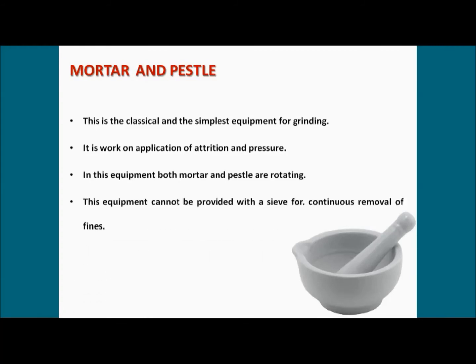So the mortar and pestle cannot be provided with a sieve for continuous removal of the fines. That is the biggest drawback, because suppose some of the particles are ground easily, or at the earlier stage we got the powder, but the remaining particles are in a bigger size. In other machines we have the sieve. It generally helps to separate the particles. So here in the mortar and pestle we don't have a sieve fitted, so we cannot separate the reduced particles and the unreduced particles during the process, right?